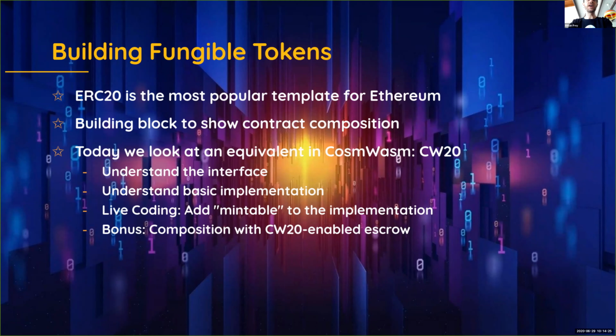And finally, we'll have composition with an ERC20-enabled escrow. So showing how to use ERC20 tokens, not just to move them around, but to integrate with other contracts. So this is showing contract composition on CosmWasm. I'm not sure if all this fits in 2 hours, so I might cut parts of it. I might shorten parts of it. We'll see.